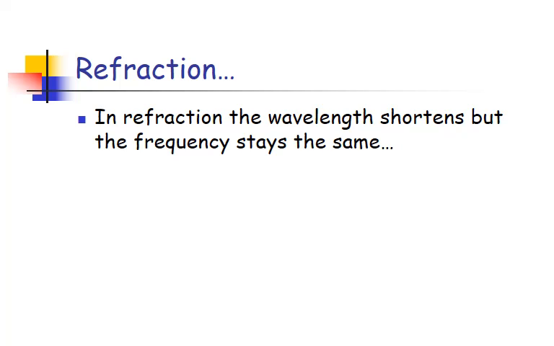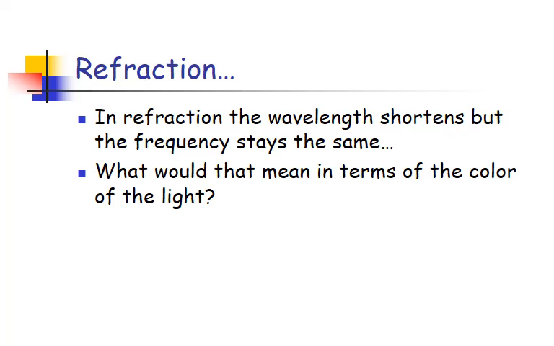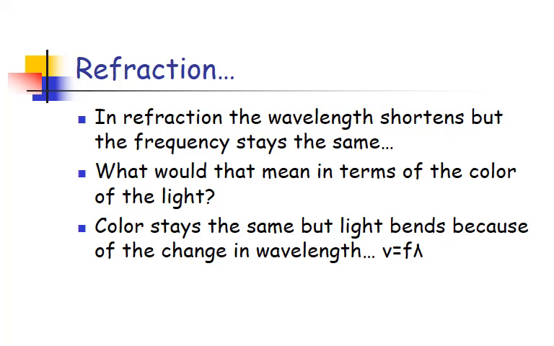So in refraction, again, the wavelength shortens, but the frequency stays the same. And what would that mean for the color of the light? Well, if the frequency stays the same, it's going to have the same color. It's just the wavelength that's going to change.